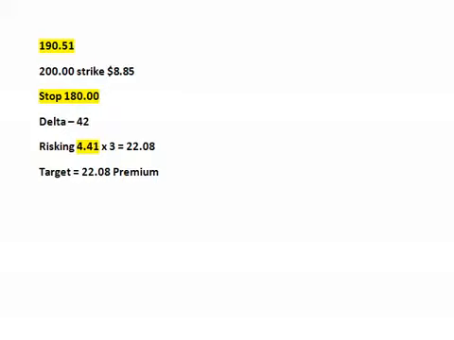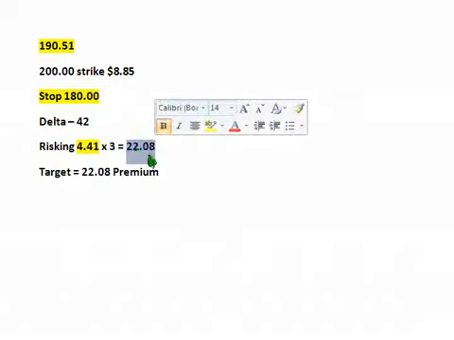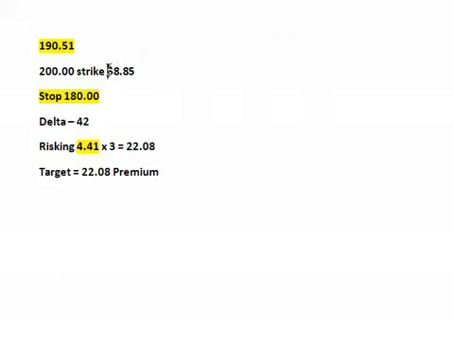If we take 4.41 and multiply that times 3, we get 13.23. Okay, not 22.08. We get 13.23. But if we take that 13.23 and add it to the premium of 8.85, we get 22.08. So our target is 22.08 on the premium. That means when this premium hits 22.08, we get out. The only other way we get out is if we hit our stop at 180, which means we will have lost 4.41, which is about 50%, almost exactly.